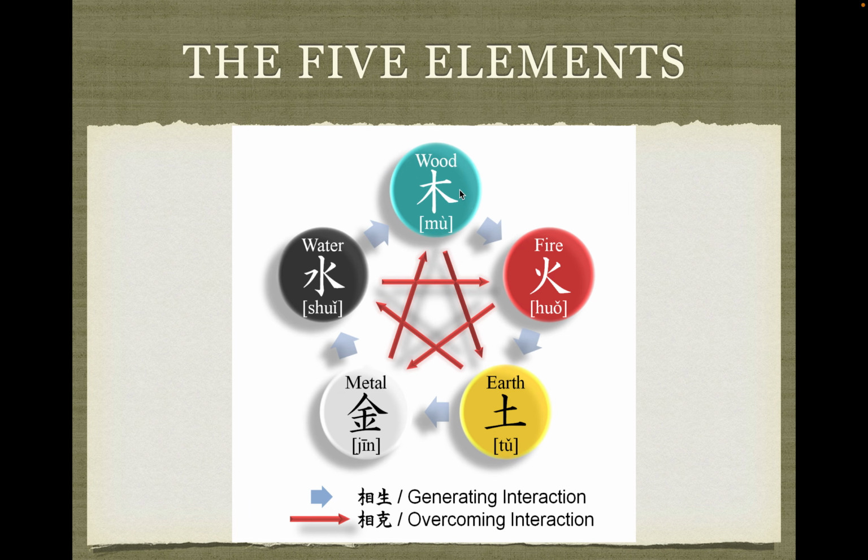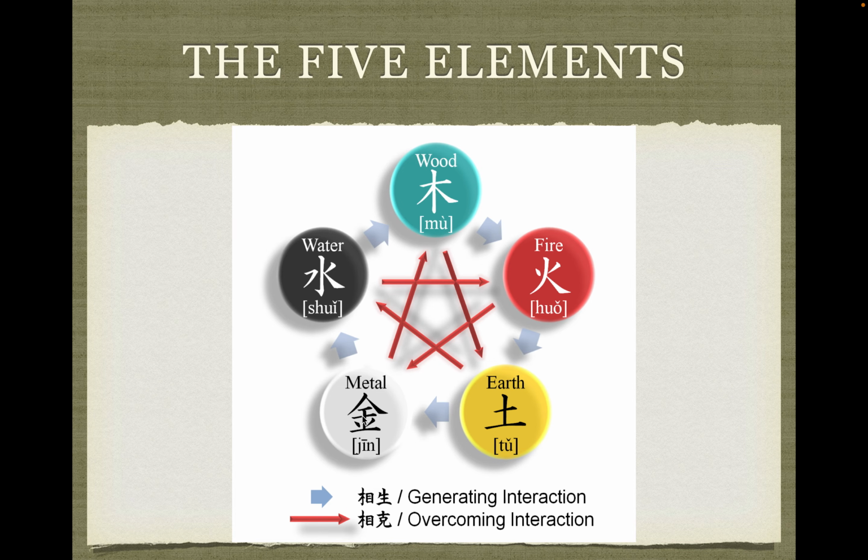You can think of wood feeding the fire, and then fire, the ashes, will fertilize the earth. And the earth compresses and forms metal. And metal, like pipes, can form and support water or dissolve minerals into water. And water, of course, nourishes the wood. So this is the generative cycle, and this is the order in which we do our Qigong practice.